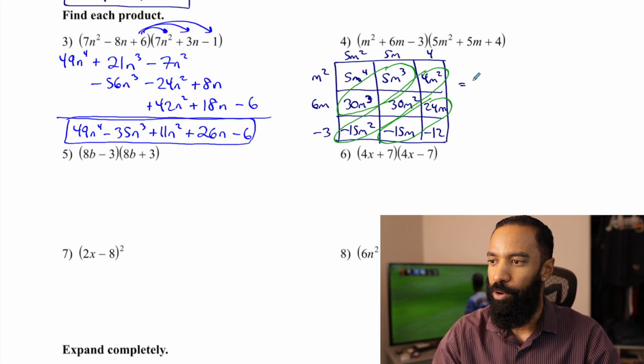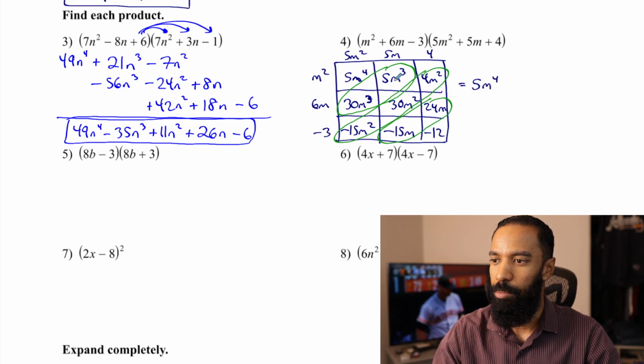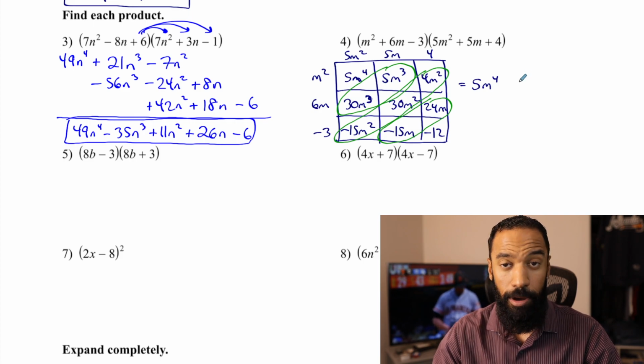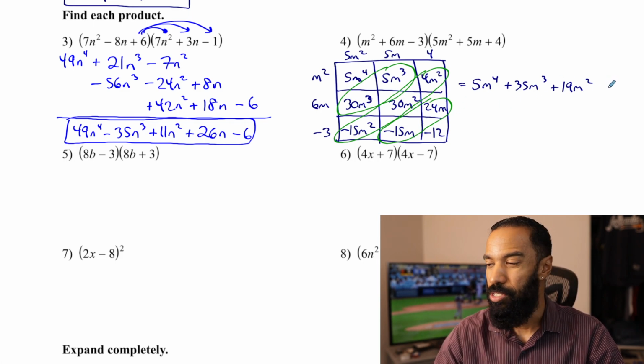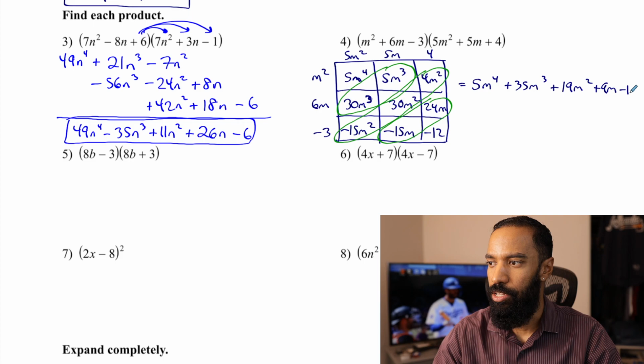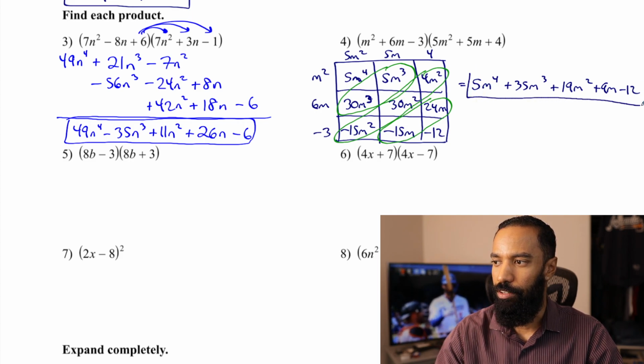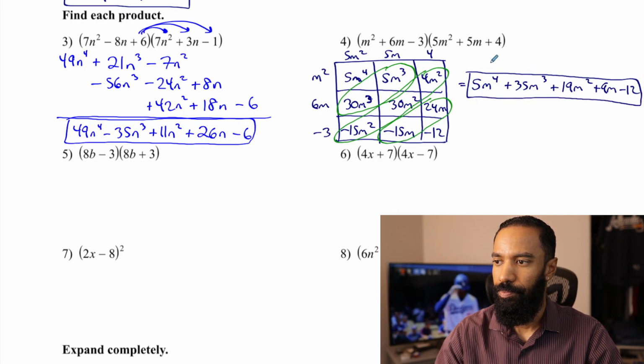So 5m to the fourth is my leading term there, not combining. These are positive, so that's 35m cubed. Same thing there. 4 plus 30 minus 15 is 19, so 19m squared plus 9m and minus 12. Another quartic 5-term polynomial for us.